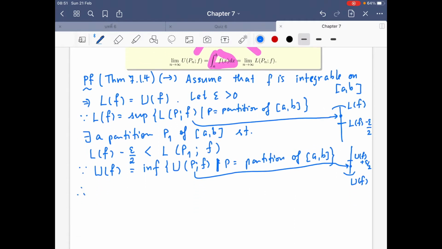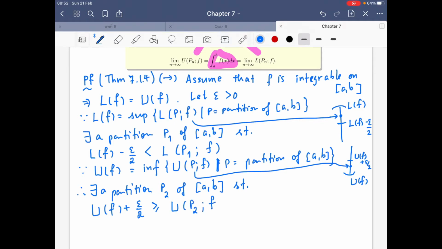So there is another partition, let's say P2, which may be different from P1, such that U plus epsilon over 2, which is not the infimum anymore, will be greater than or equal to the upper sum taken with this partition.